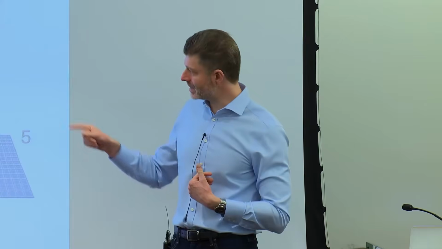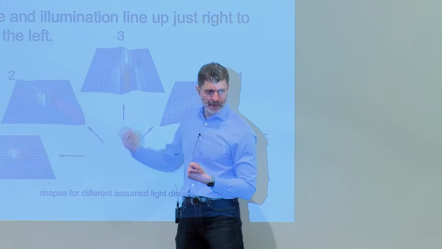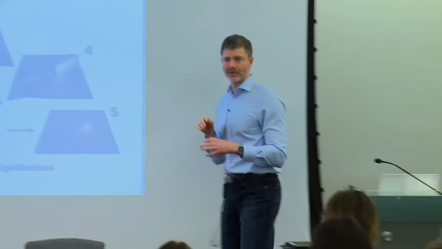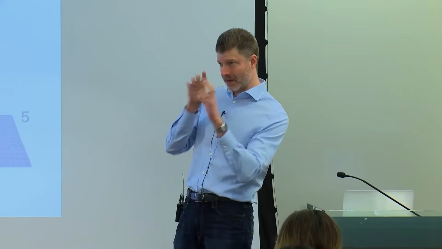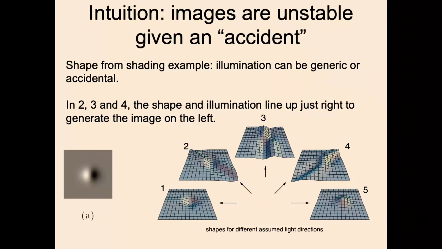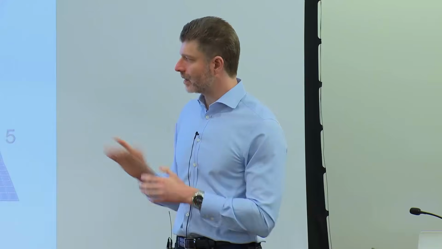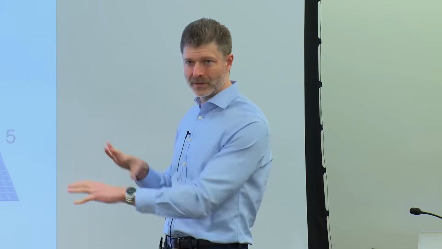So the idea is that this is kind of like an accidental alignment of the illumination with the shape. It's sort of conceptually similar to the idea of an accidental viewpoint, where things line up in exactly the right way to create a special image. And so this turns out to be an analytically tractable version of the problem with which to think about the general issue.